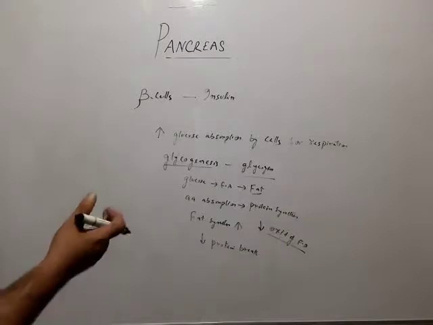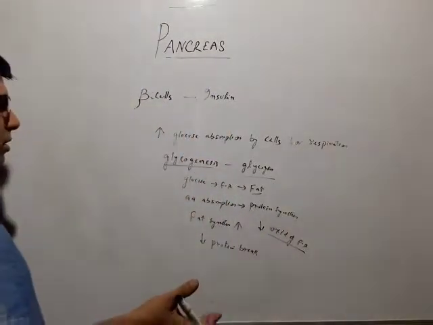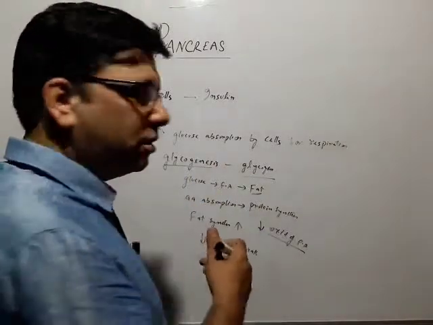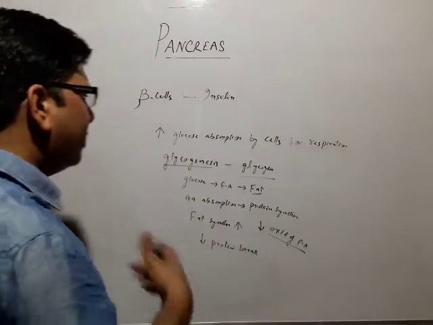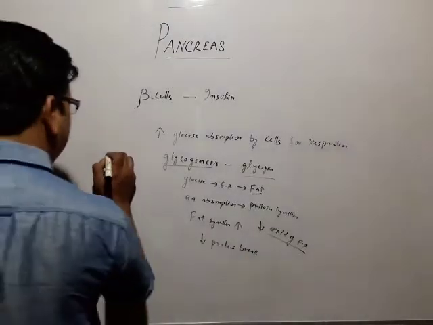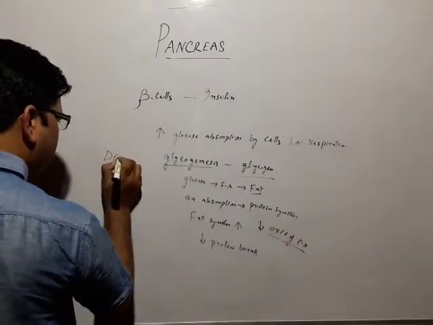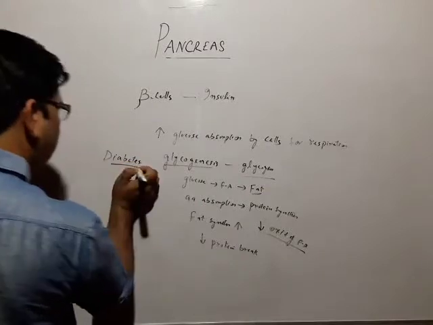If insulin is deficient, if it is not present, then of course everything gets reversed and high glucose occurs in blood and in urine. Then finally the disease comes in, that's called diabetes. We'll be discussing this diabetes in detail.